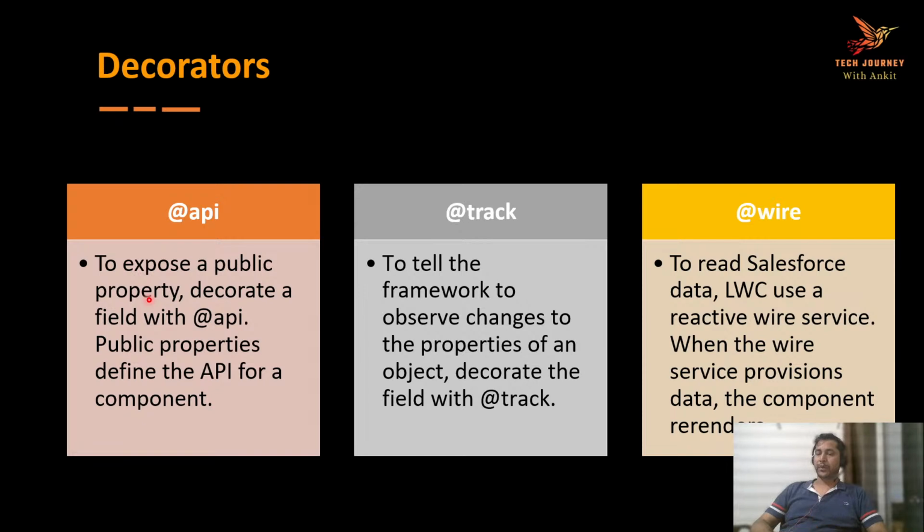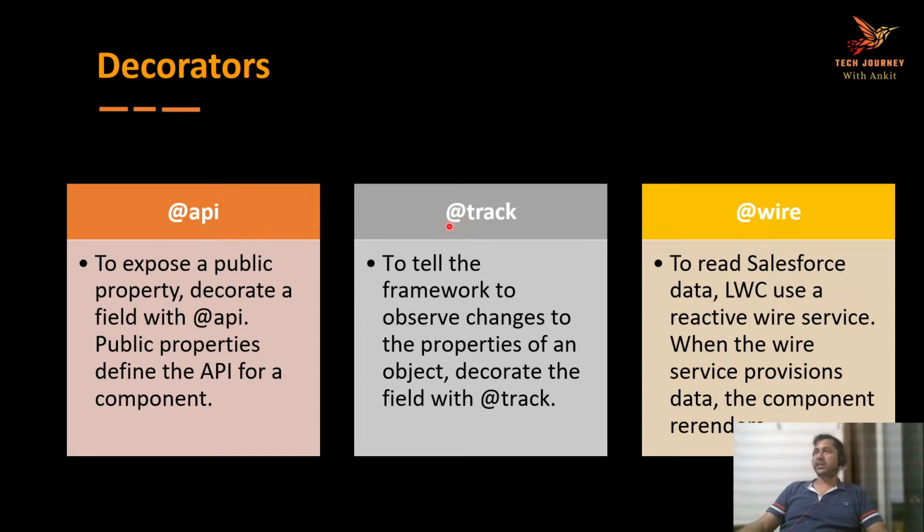Now, what is a public property? Public properties are something which can be accessed from outside of the component, which can be accessed from the app builder, or which can be accessed by another parent component. Those are the public properties. So in case you want to create a property which can be accessed by another component or the parent component, or which can be exposed to the app builder, then in such scenarios you go and define the @api decorator.